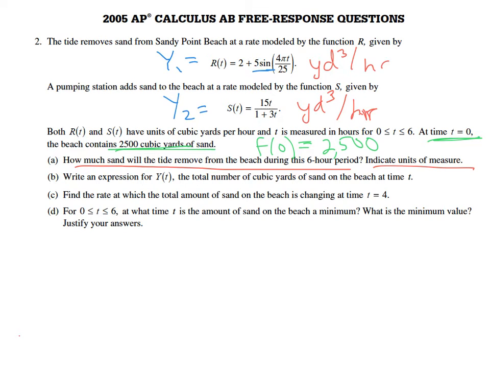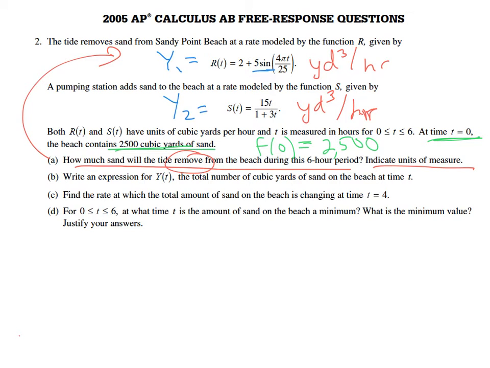So we're looking at how much sand is being removed from the beach. And hopefully after we talked through the problem, you're recognizing that as referring to the first function that's talking about removal of sand. The second function is talking about sand being added. This has nothing to do with it. They're not asking how much sand is on the beach, how much is removed.